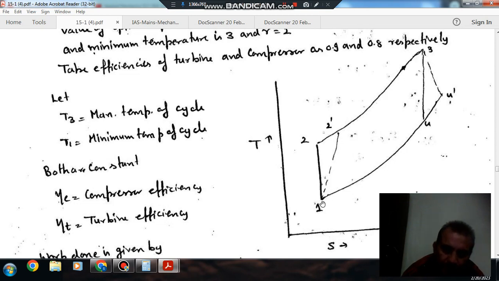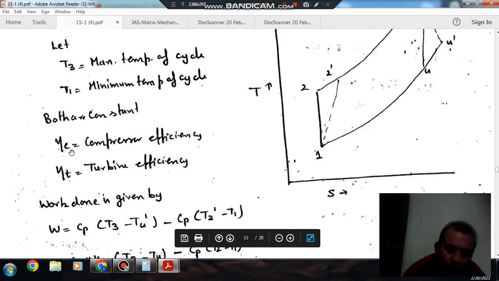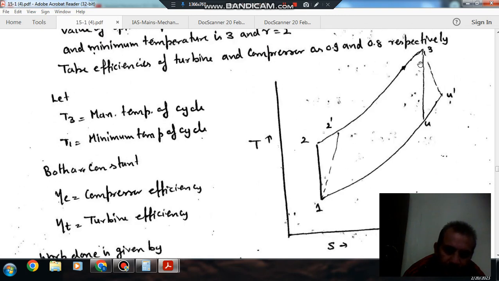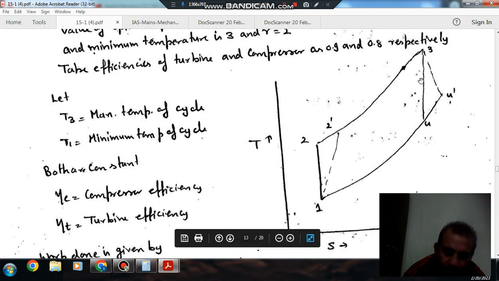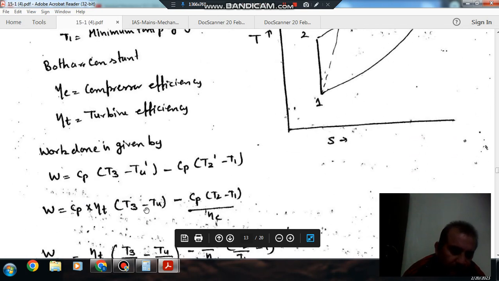T3 is the maximum temperature, T1 is the minimum temperature, and the isentropic efficiency of the turbine and compressor are constant. So these two quantities are constant. Now the net work done is given by Cp (T3 minus T4') minus Cp (T2' minus T1). This is the turbine work, and this is the compressor work.